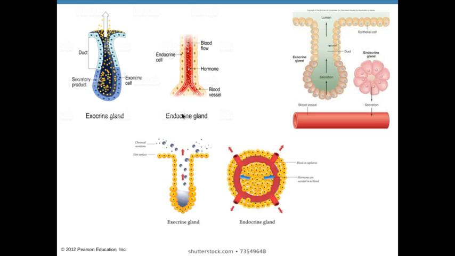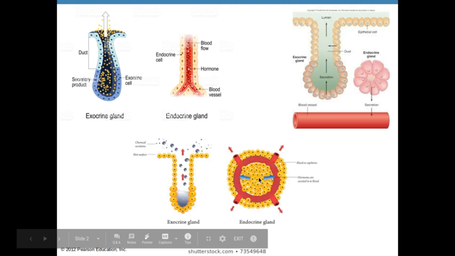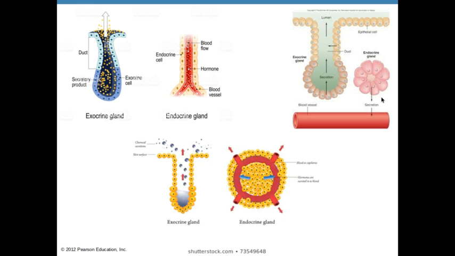Whereas an endocrine gland secretes its product, a hormone, you can see right here, into the bloodstream directly. We can see that right here. These cells are producing the hormone, dumping it into the blood. This right here, another image of the same thing. So that's the basic difference between endocrine and exocrine glands: one secretes their product onto the surface of someplace in the body. The endocrine glands secrete their hormones directly into the bloodstream. Okay, so that's number 1.